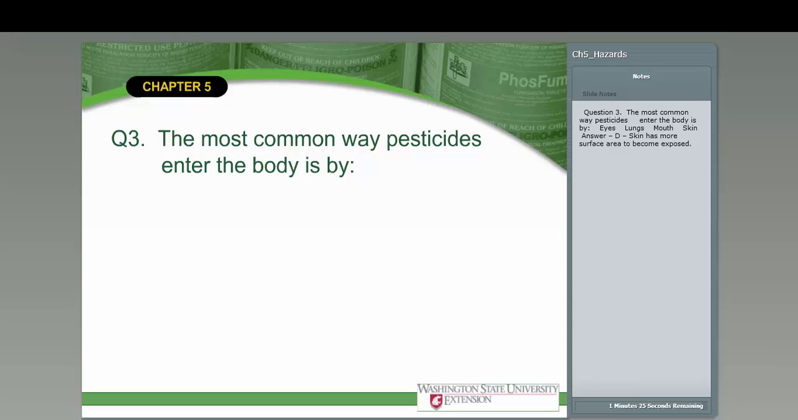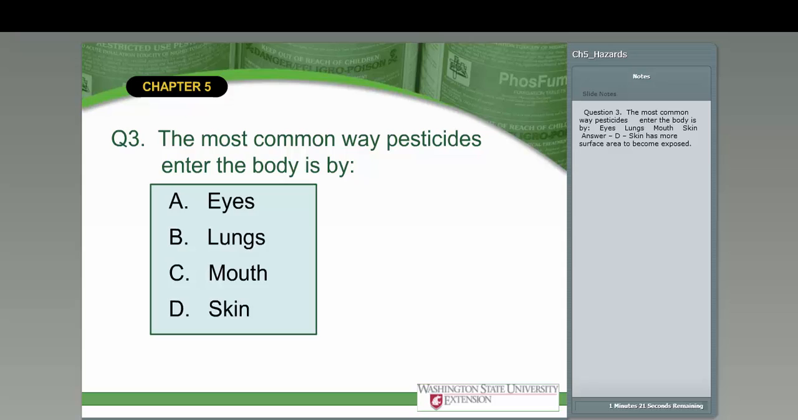Question 3. The most common way pesticides enter the body is by A. Eyes, B. Lungs, C. Mouth, D. Skin. The correct answer is D. Skin. Skin has more surface area to become exposed.